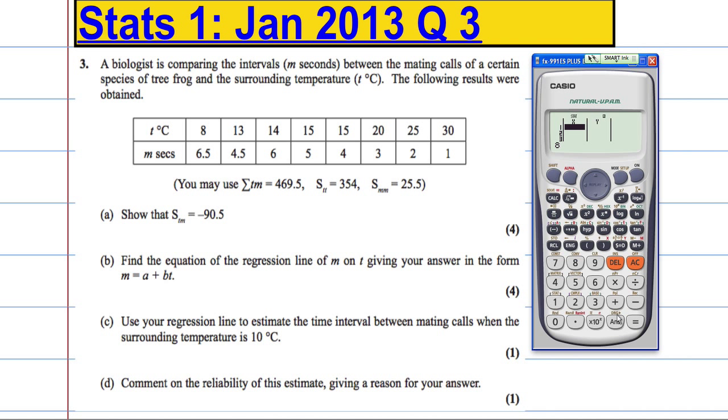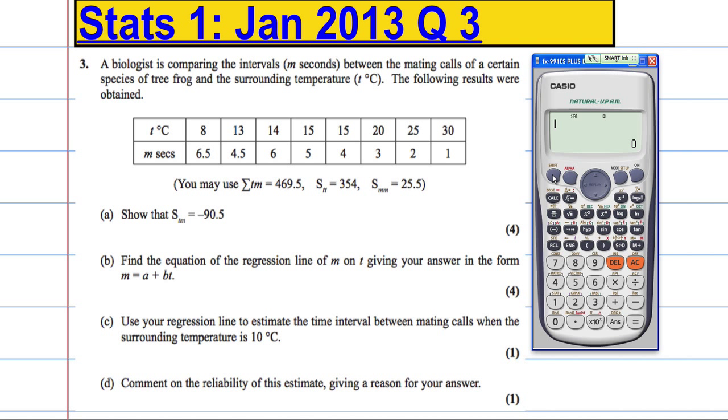So 8, 13, 14, 15, 15, 20, 25, 30. And 6.5, 4.5, 6, 5, 4, 3, 2, and 1. Okay, so we've entered our data there. So I just hit AC.